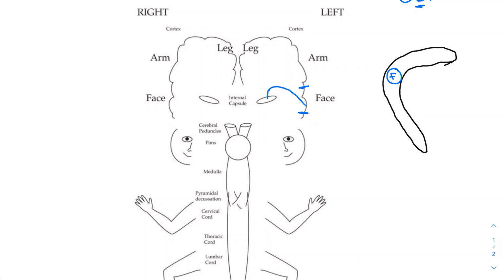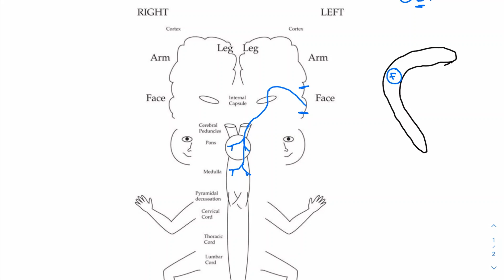So when it goes through our internal capsule, it'll then get to our brainstem, and depending on which cranial nerve it's going to innervate, it will project most often bilaterally, meaning on both sides to the paired cranial nerves, wherever that is in the medulla or the pons, wherever it happens to be.